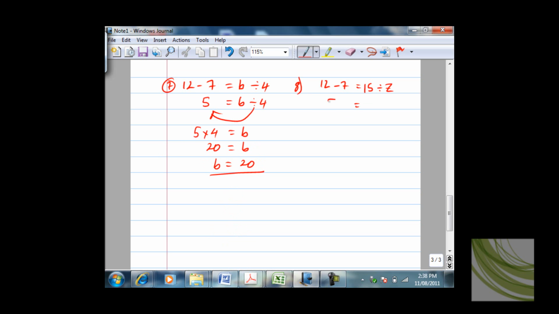Example 8. 12 minus 7 is 5. On the right hand side we've got 15 divided by z. This one is a bit tricky. What we can do is take the z the other side. Let's see what happens. So the operation is division. When z comes to the right hand side, it becomes a multiplication. And now what I can do is take the 5 the other side, so that z is the subject of the formula. That means on its own on the left hand side. So if I take the 5 the other side, the operation here is multiplication, and when 5 goes to the right hand side, the operation changes to division. 15 divided by 5 is 3. So z has got a value of 3.